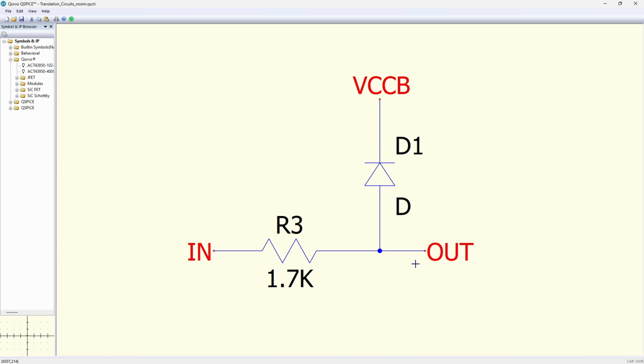So I went ahead and kept the same resistor here. It doesn't really matter what value I put here as long as it's large enough to not damage the diode. This is called a positive voltage clamp. The idea is whenever your input voltage goes above VCCB, eventually it will turn on this diode, and that will prevent your output from getting to too high of a voltage.